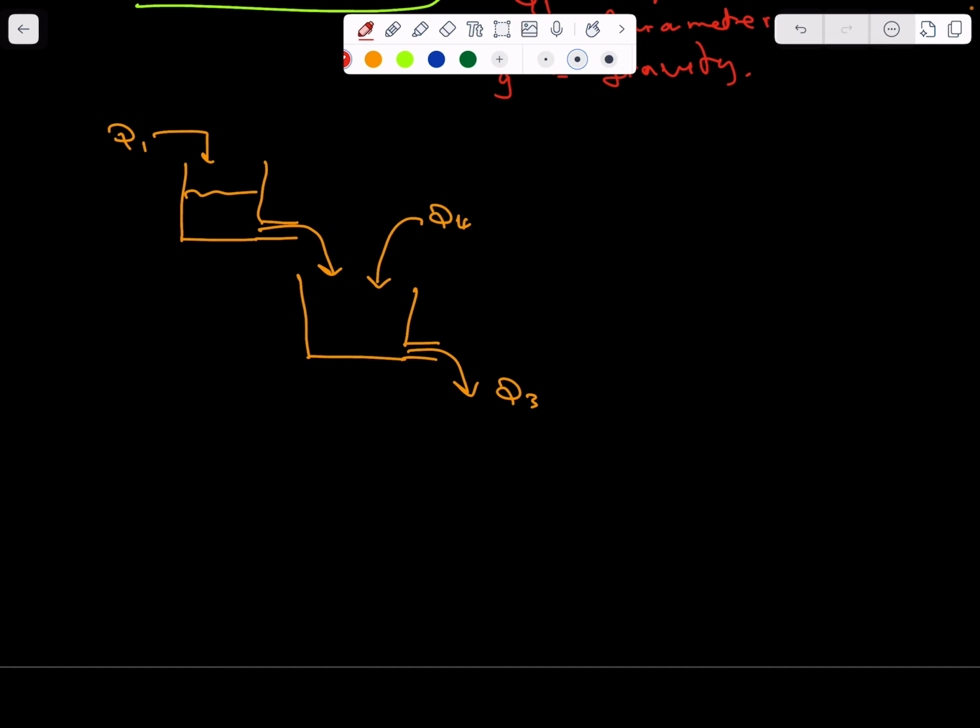Let me just reduce the size of this. Is this better? There are 2 heights. Maybe that's too thin. There are 2 heights, H1 and H2.